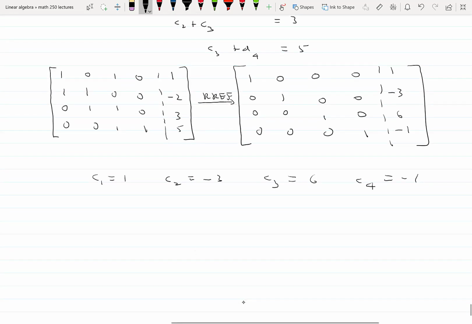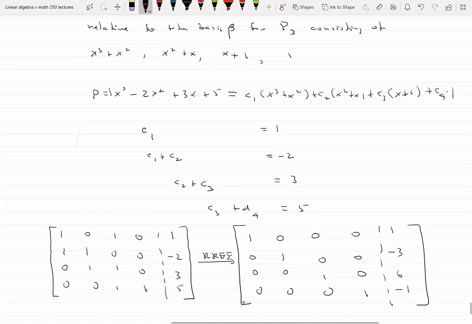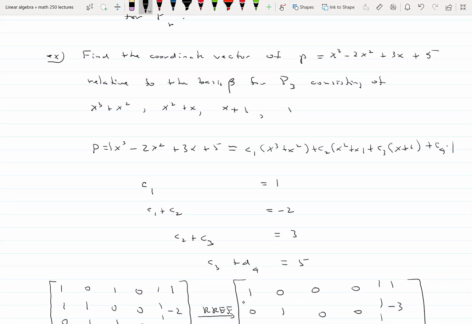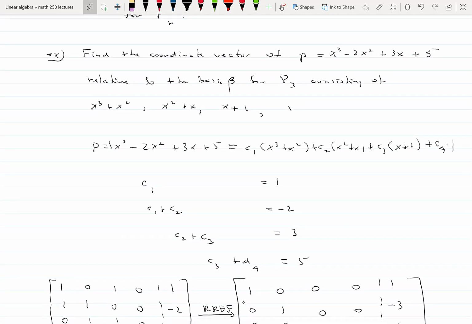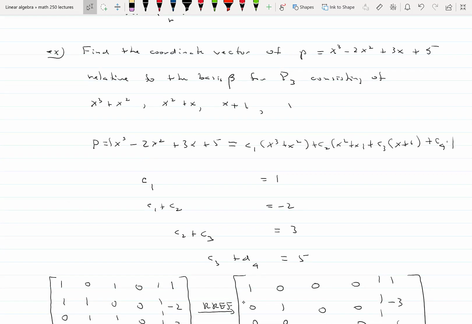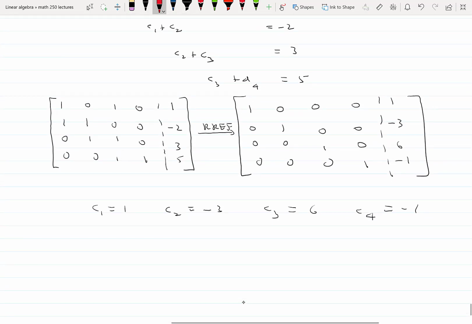Okay, so we don't want to get lost in what we've just done. We're taking a polynomial from P3, a specific one, and we're trying to write it as a linear combination of a set of basis vectors. The same set of basis vectors has been following us through this darn lecture. So I have done it. I found what the constants should be.